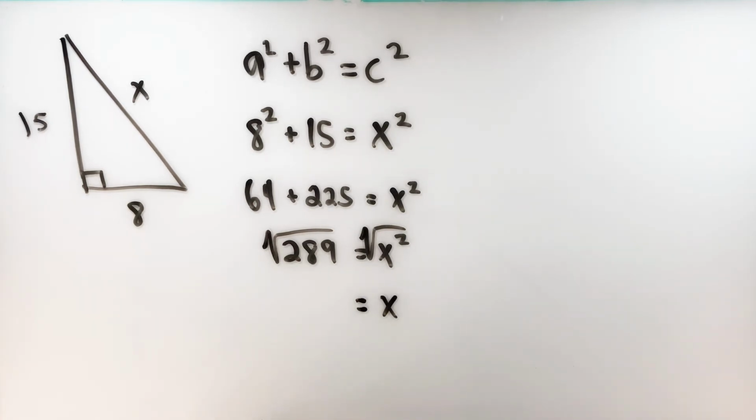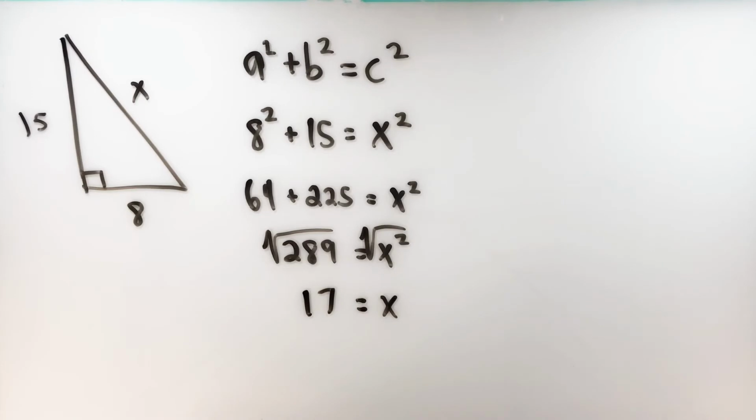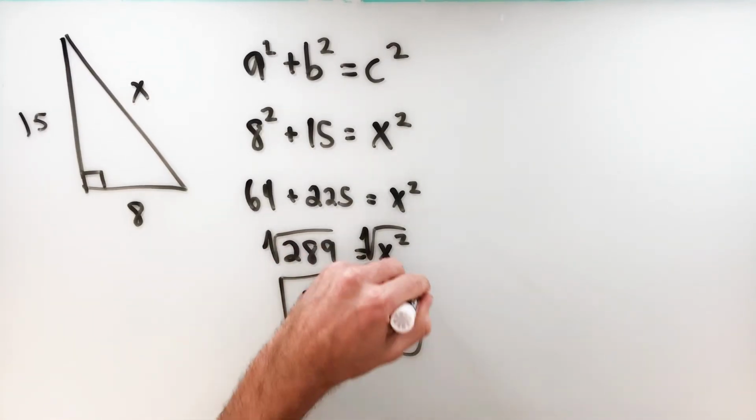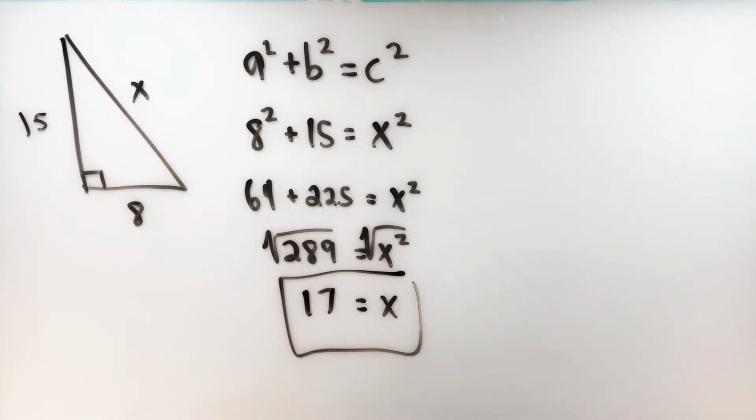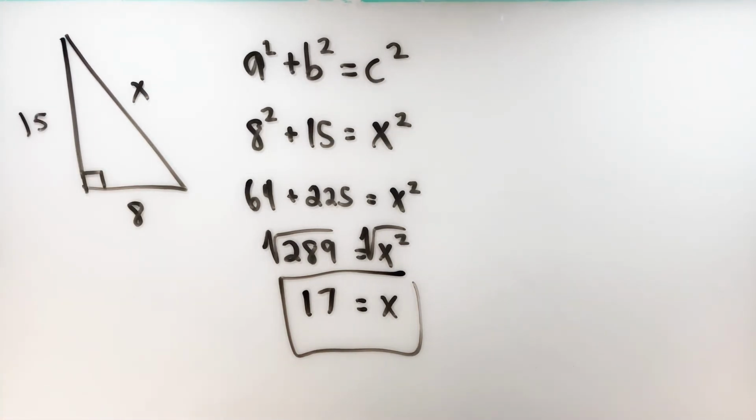You might not recognize that as a perfect square, but it is a perfect square. The square root of 289, what times itself is 289? And that is 17. So in this case, using the Pythagorean theorem, we know that x, the length of that hypotenuse up there, has to be 17. Let's try another one.